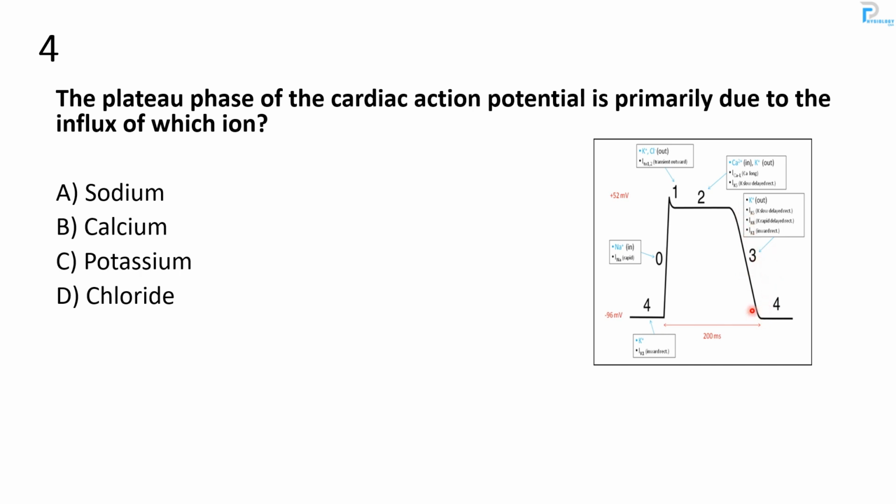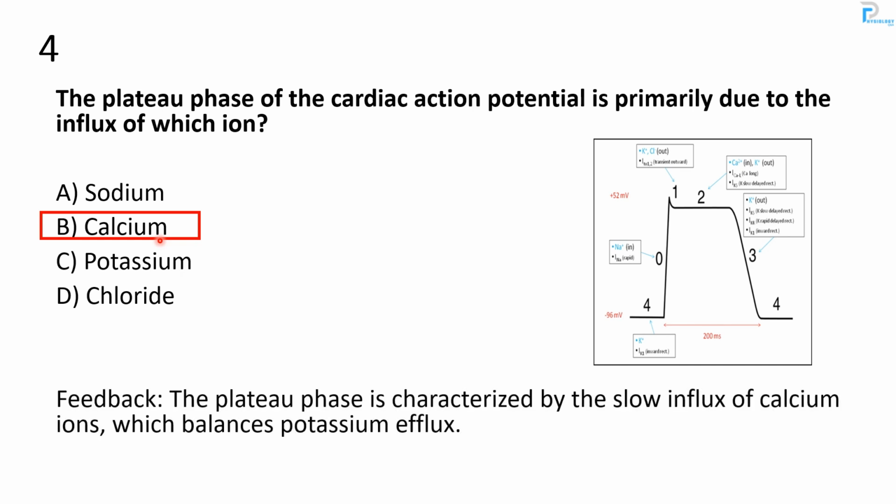Then we have the resting membrane potential. So the main reason for the plateau is the influx of calcium ions, which balances the efflux of potassium. Potassium goes out, balanced by calcium in, and that causes a plateau. Positive balanced by positive. That plateau is quite important in the cardiac muscle.